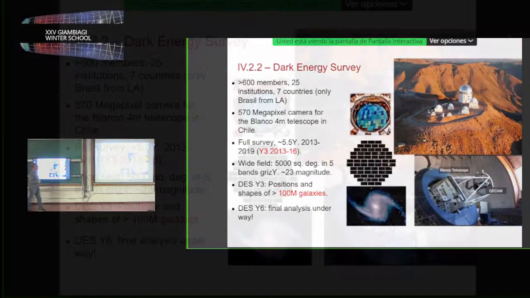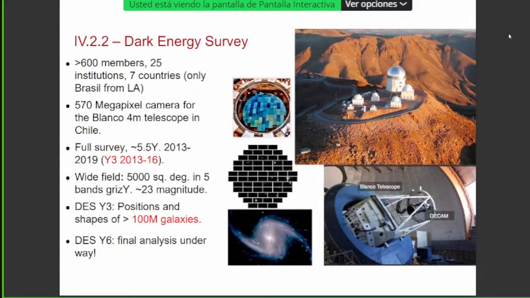Okay, so a few words about the Dark Energy Survey. The Dark Energy Survey is a collaboration of more than 600 members with 25 institutions in 7 countries, and only Brazil and Chile, actually, I should say, from Latin America. Every telescope that's in Chile, Chilean astronomers have the right to participate in the telescope time.